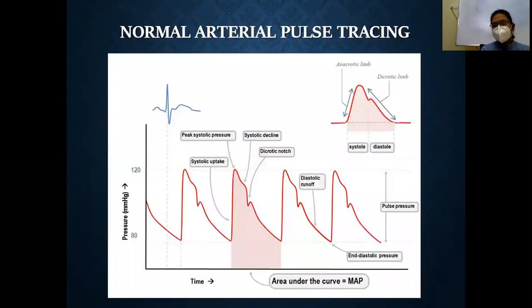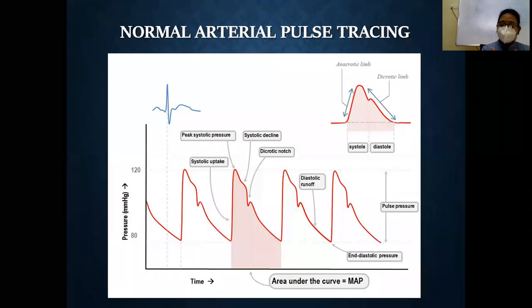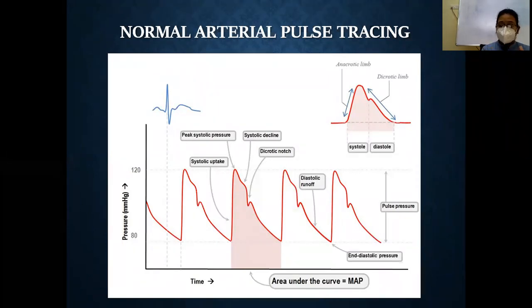So this is what a normal arterial pulse tracing is. I hope you all remember that we had shown you this plethysmograph where we had tied a sensor on your finger with the help of a Velcro, and then we were seeing your arterial pulse tracing. This is a very characteristic wave seen in peripheral arteries.